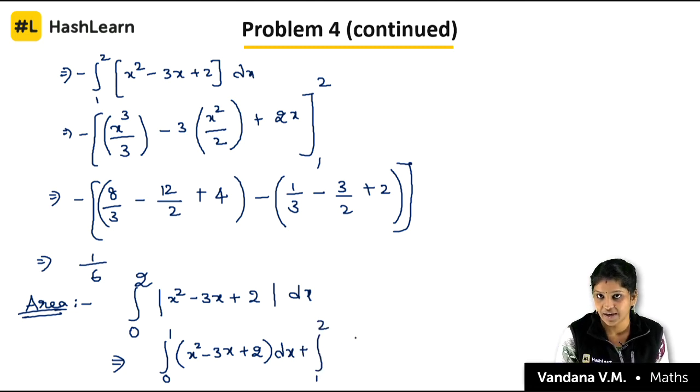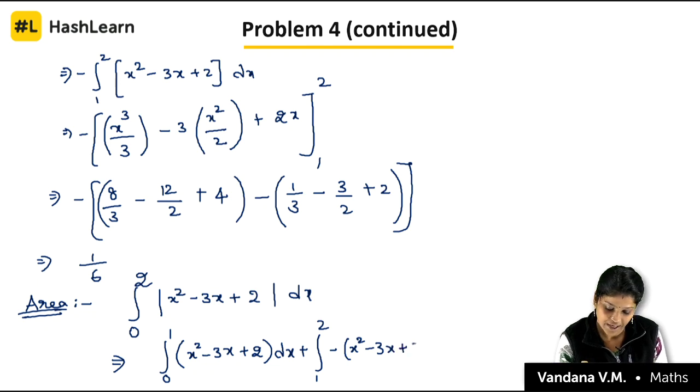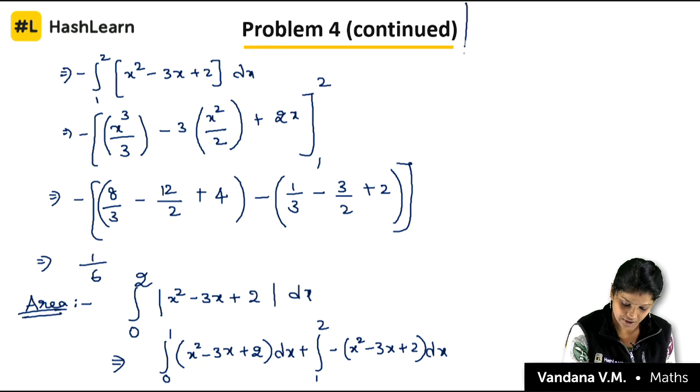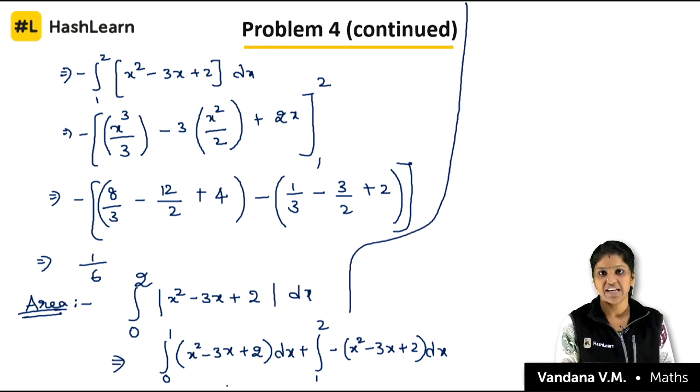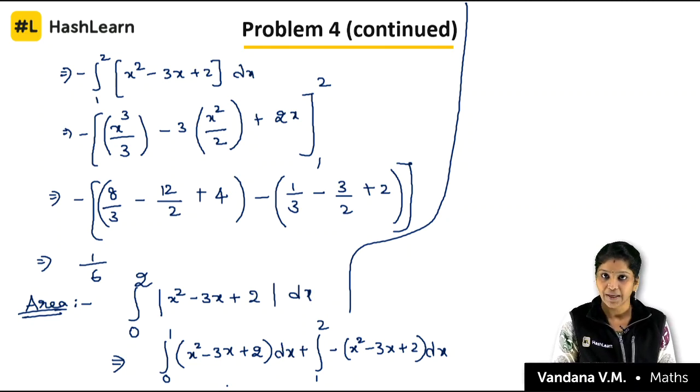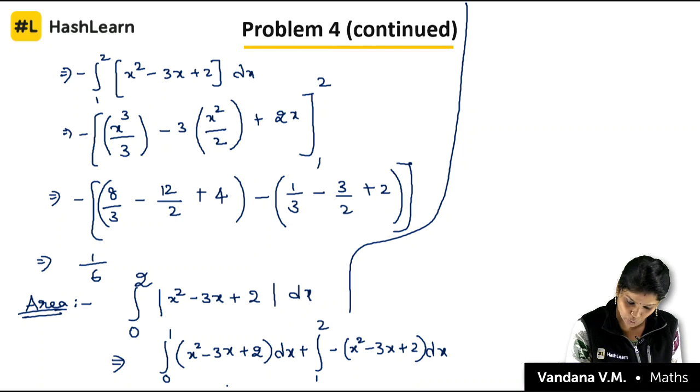What is the nature of the graph? Here it is going negative. That is minus of x square minus 3x plus 2 into dx. Fine? Yes. It's a very simple thing, but the only thing is you have to know the nature of the graph. So, area problems mainly depend upon the graph and marking the points. So you have to practice more.